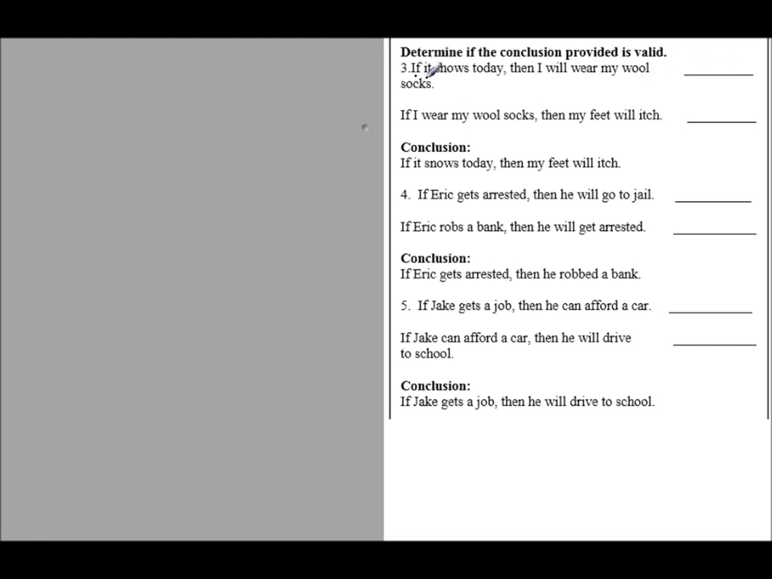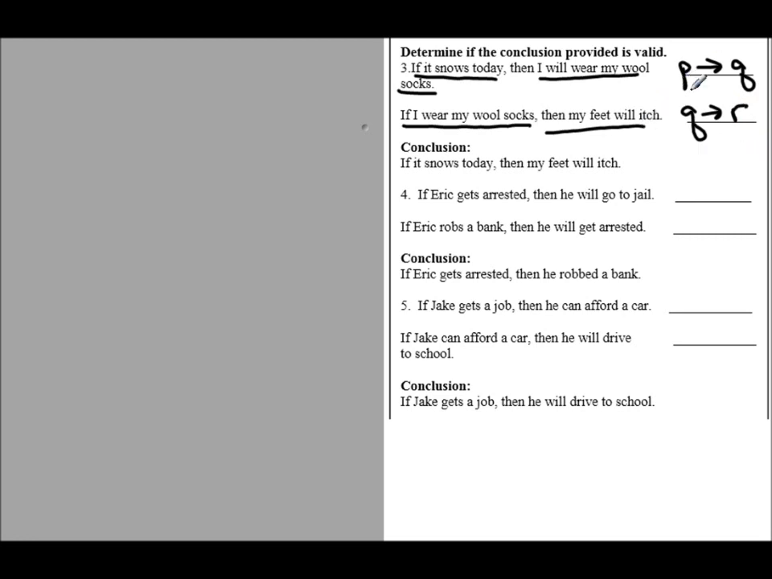So for example 3, if it snows today, anytime we talk about snowing today, it's going to be a P. And I will wear my wool socks. Anytime we refer to wearing wool socks, that's a Q. Then we talk about if I wear my wool socks in the next sentence. Well, that was Q. Then my feet will itch. And feet itching is something that we haven't talked about before, so we give it a new letter, letter R.